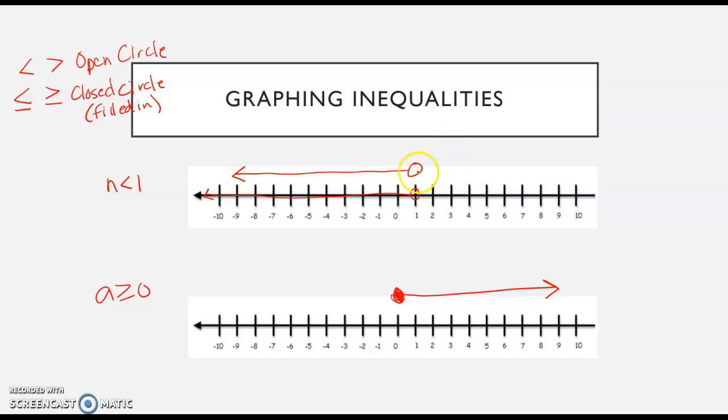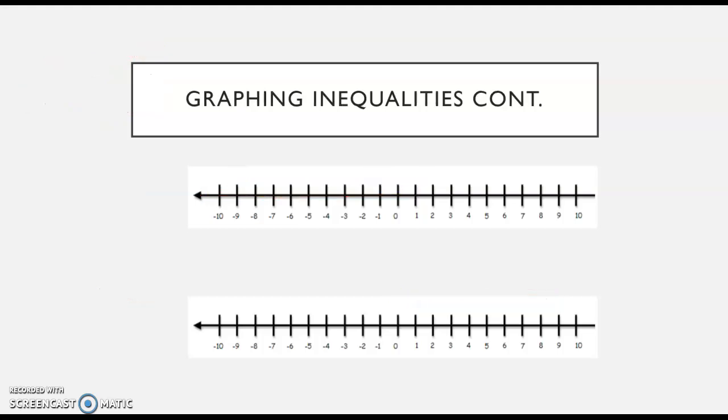So again, open circle means that the number we put our circle on is not part of our answer, but everything, in this case less than, is part of the answer, whereas the closed circle says that 0 can be a solution to our inequality.